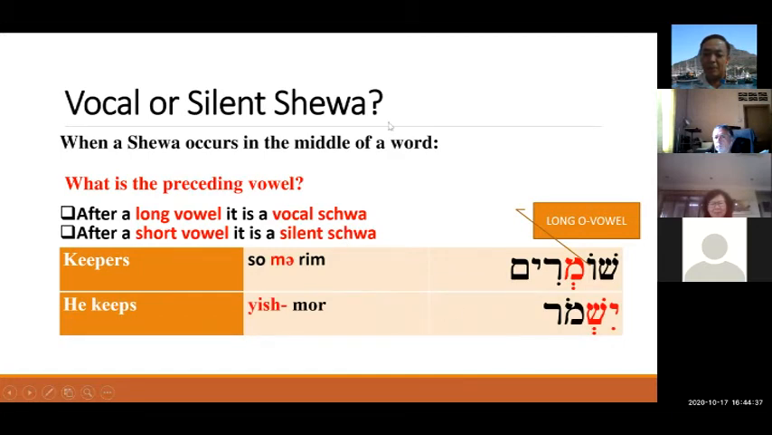Like for example, you can see here, yod with the hirik. Hirik is a short vowel. When it's a short vowel, then the schwa after it becomes a silent schwa. How do you remember this?